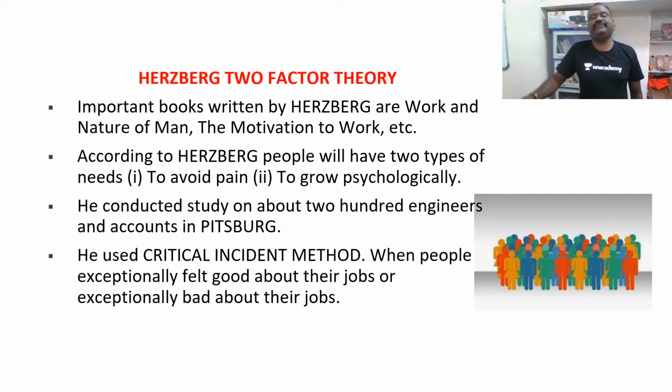As per two-factor theory, friends, last session we discussed that Herzberg's theory is called two-factor theory because, according to Herzberg, people have two types of needs: to avoid pain and to grow psychologically. And these are separate sets of needs. He conducted a study on about 200 engineers and accountants in Pittsburgh. He used the critical incident method. That means he asked when they felt extremely good about their job, and when they felt extremely bad about their jobs.